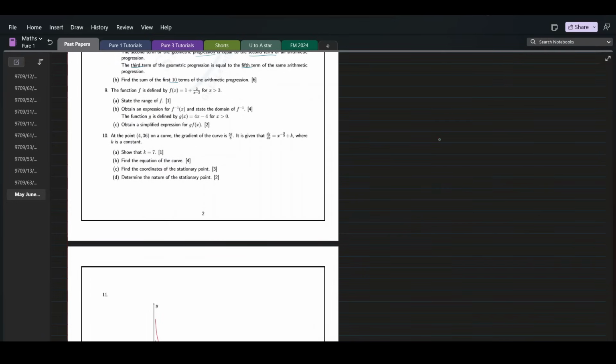Now let's move on to question number 9. The function f is defined by f of x is equal to 1 plus 2 over x minus 3 for x is greater than 3. Part A, state the range of f.